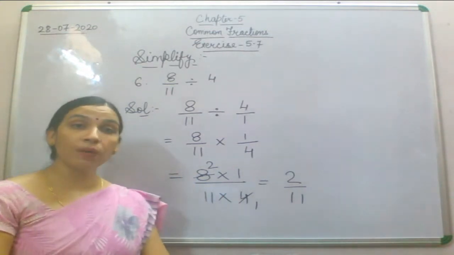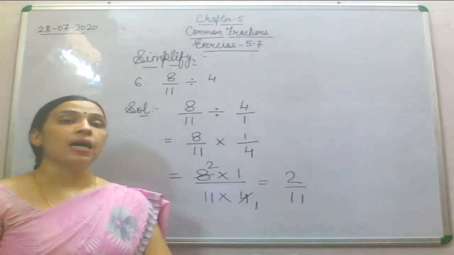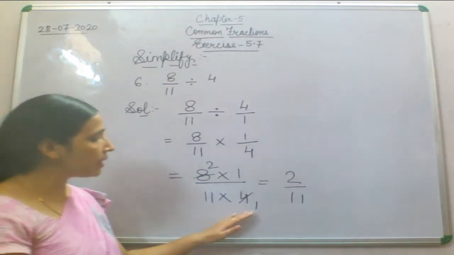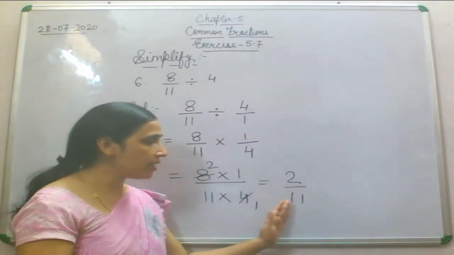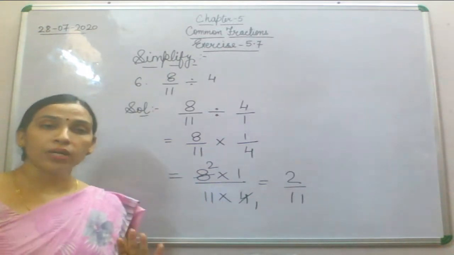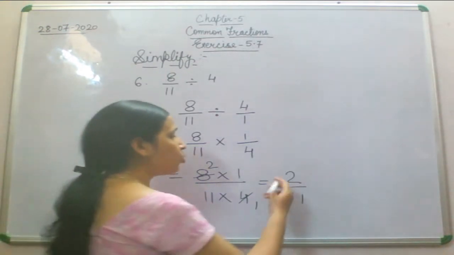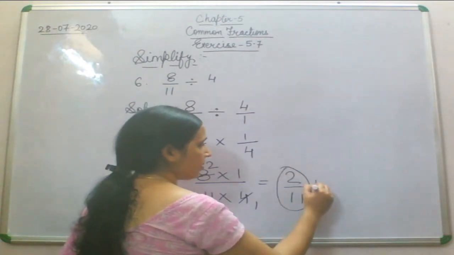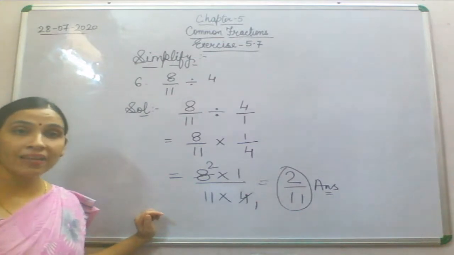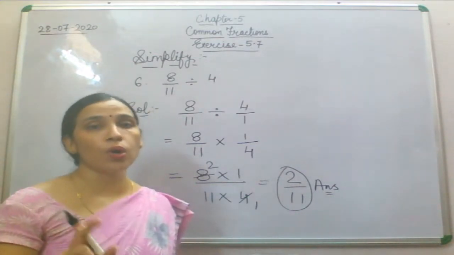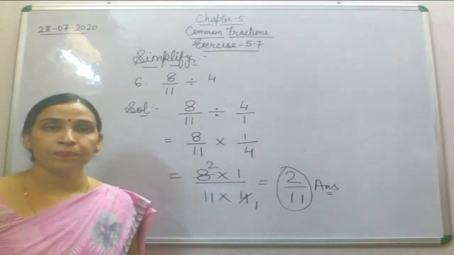Now the numerator will be multiplied by the numerator and the denominator will be multiplied by the denominator. 2 ones are 2 and 11 ones are 11. Fine. So what answer are you getting here? 2 by 11. Now children, my question is: is 2 by 11 a proper fraction or an improper fraction?